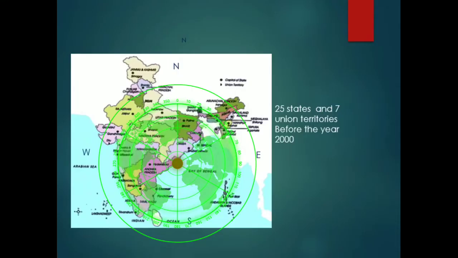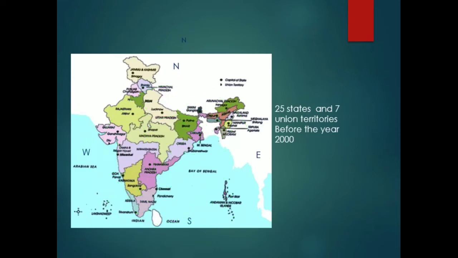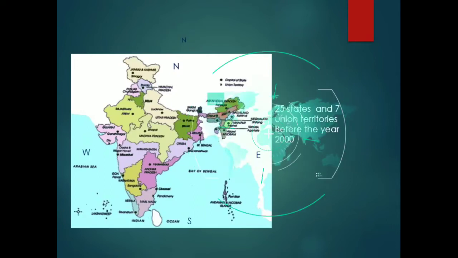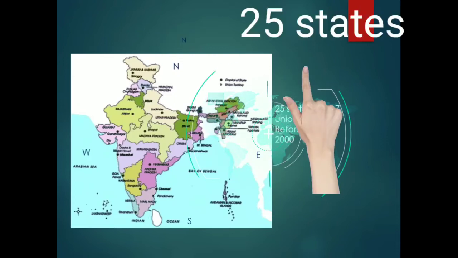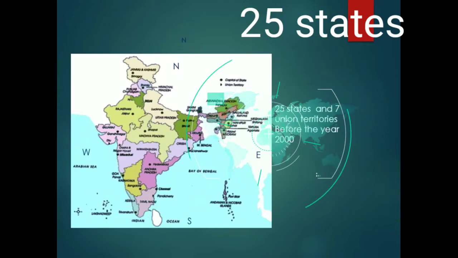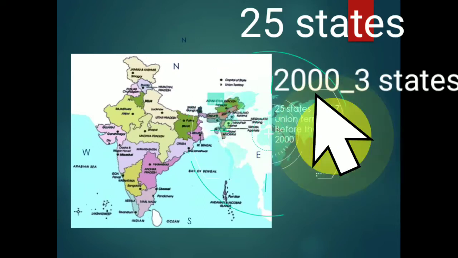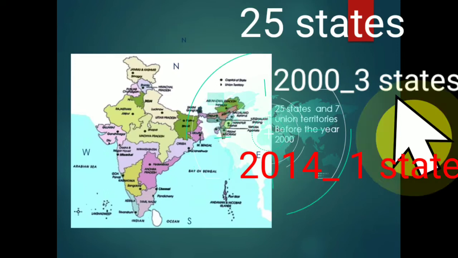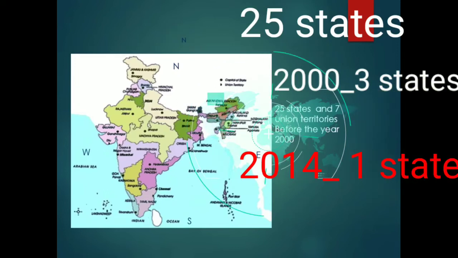Hey children, tell me how many states are there? Yes, there are 28 states and 9 union territories. Children, do you know how many states were there in 2000? There were 25 states in the year 2000. But in November 2000, 3 states joined, and in 2014, one more state was newly formed. So, a total of 4 states were newly formed by the year 2014.